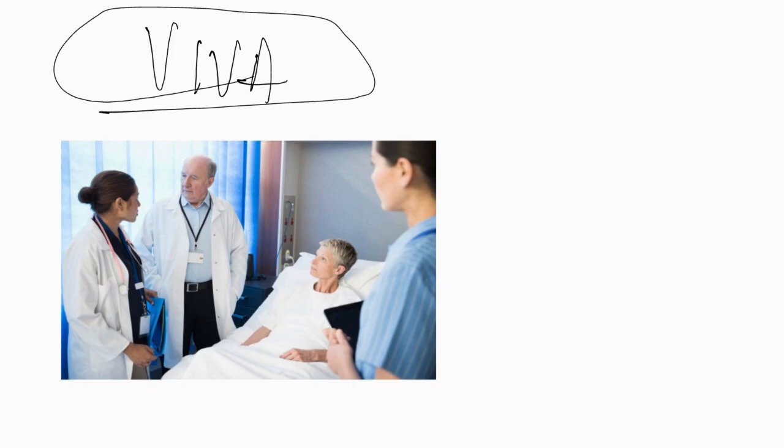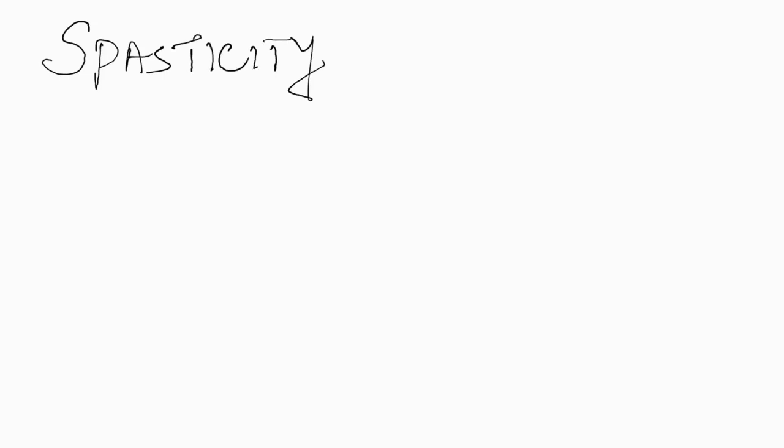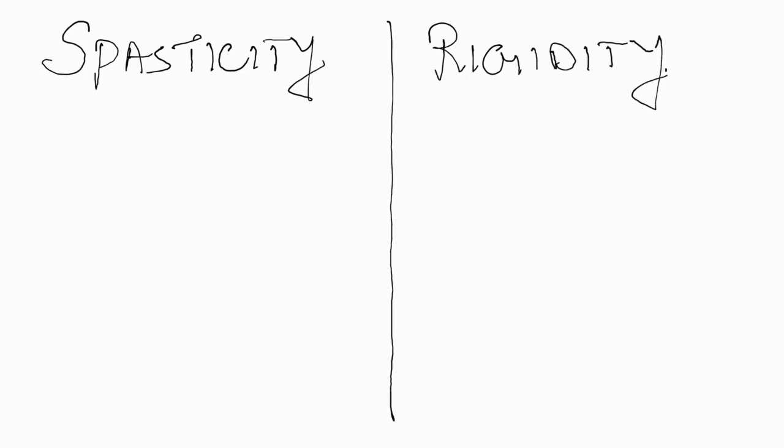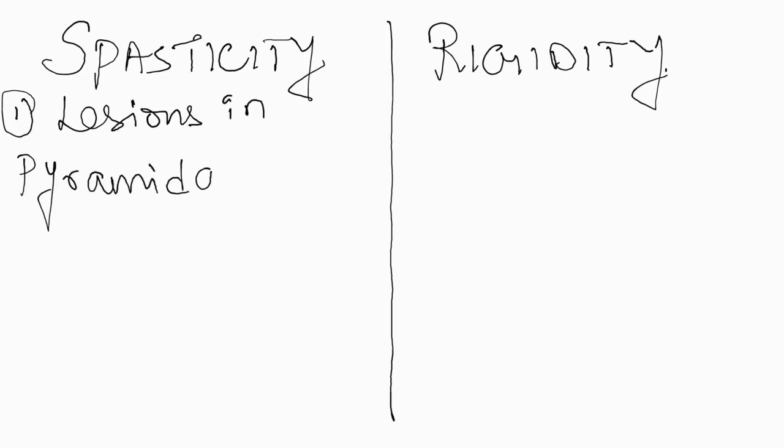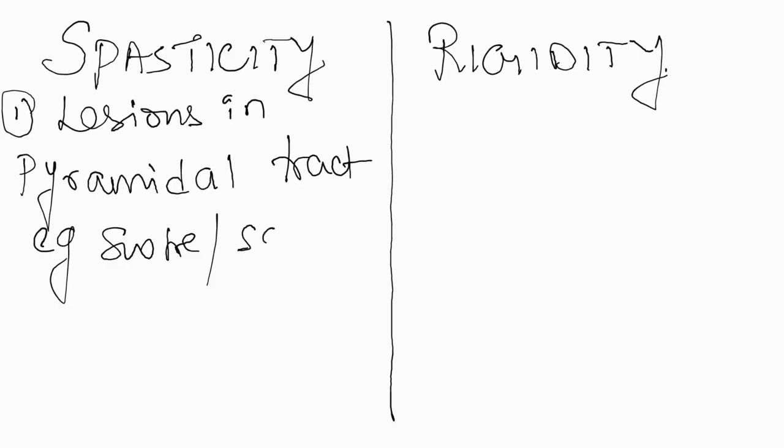Let me tell you, there are a lot of questions that have been asked. One of the most common questions lingering in many people's minds is the differentiation between spasticity and rigidity. The very first point you should know about spasticity is that it is due to lesions in the pyramidal tract. For example, a stroke or a spinal cord compression can cause this.